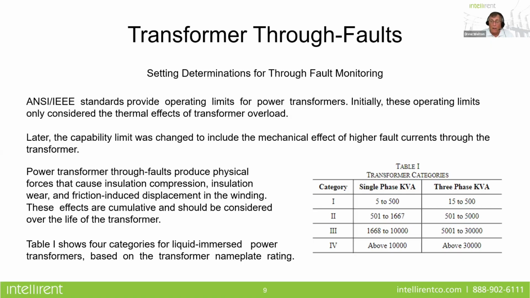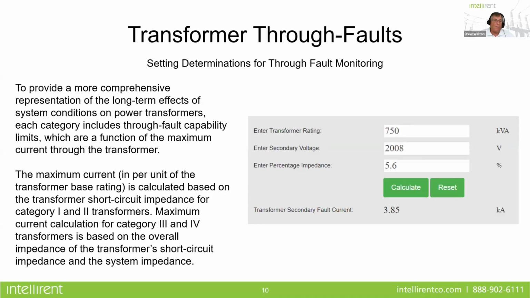So in this table, what we're looking at is our transformers are divided into 4 different categories based on the kVA rating, both single phase and 3-phase. In setting a through fault monitor, you could have various different settings based on what category you have. If we look at a more comprehensive representation of the long-term effects of the system conditions on transformers, each category includes through fault capability limits.